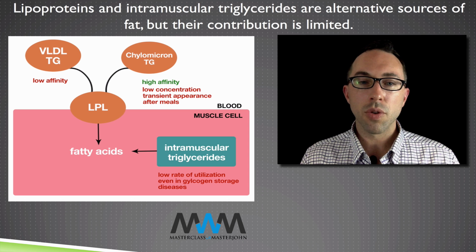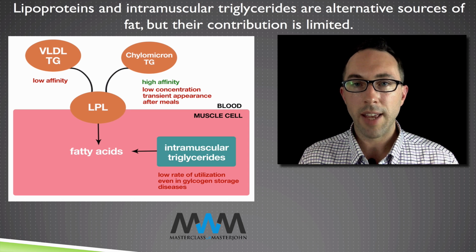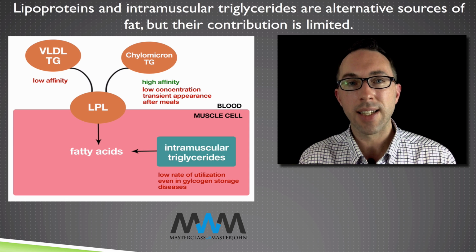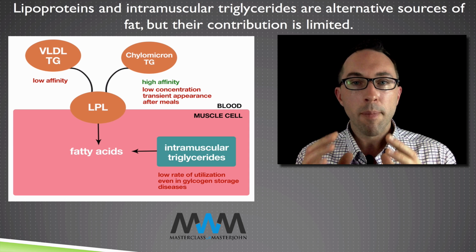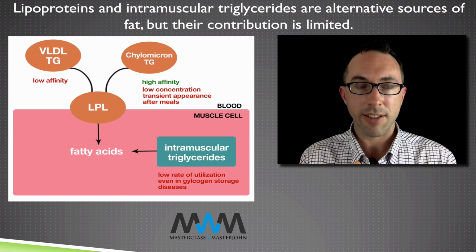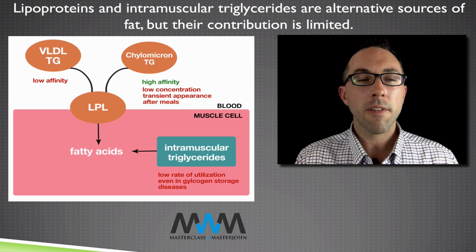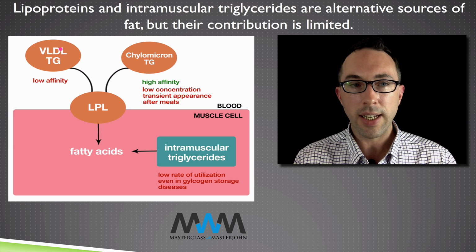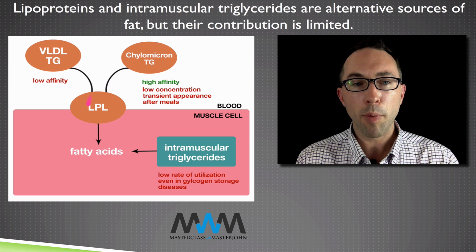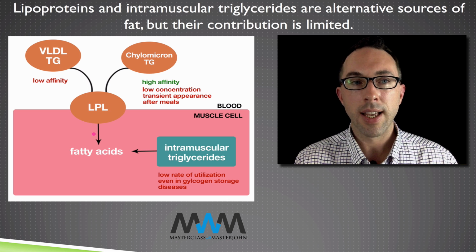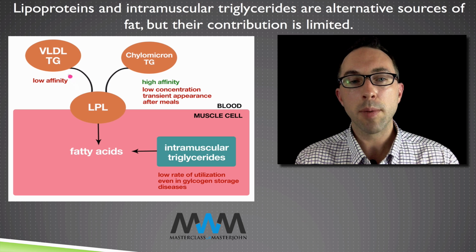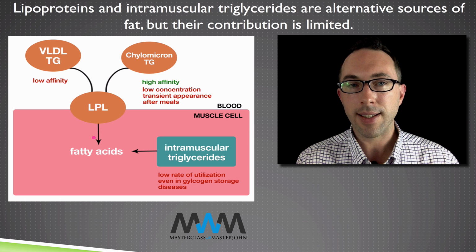There are some other sources of fatty acids for the muscle that we've glossed over at this point, and that's because the available evidence indicates that they're not very important, particularly for high-intensity exercise. So VLDL triglycerides have a small ability to get metabolized by lipoprotein lipase, or LPL, in the muscle cell to release their fatty acids. But they have a very low affinity for muscle LPL and don't seem to be a very significant source of fatty acids to muscle cell.